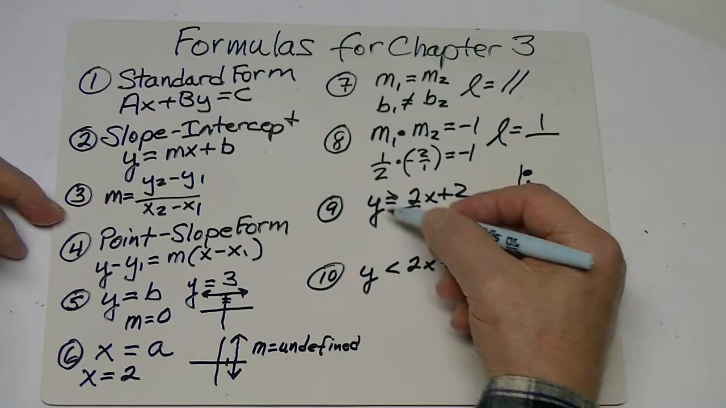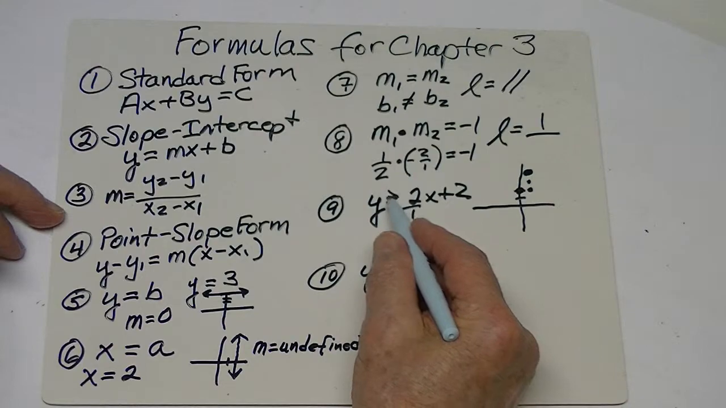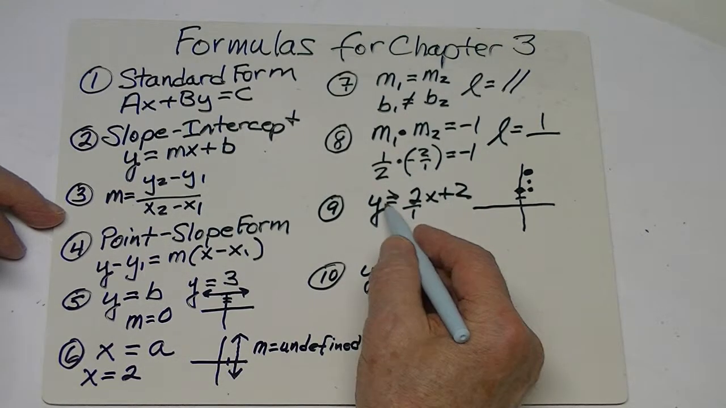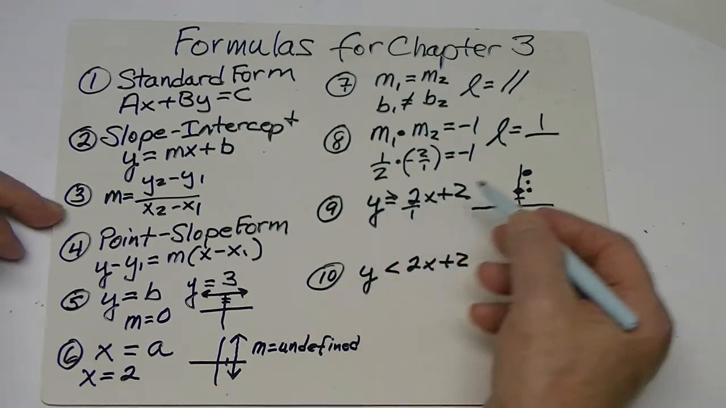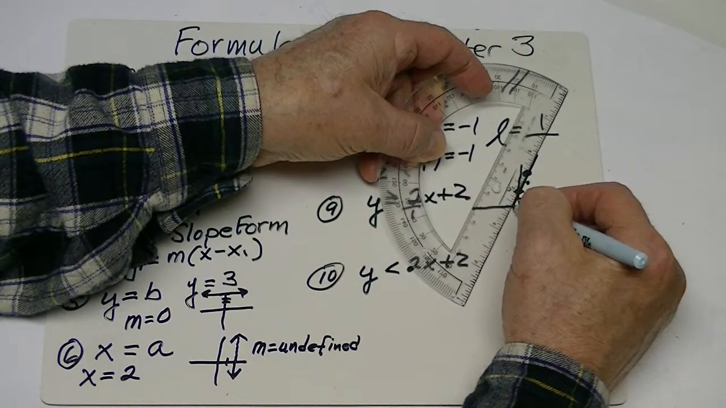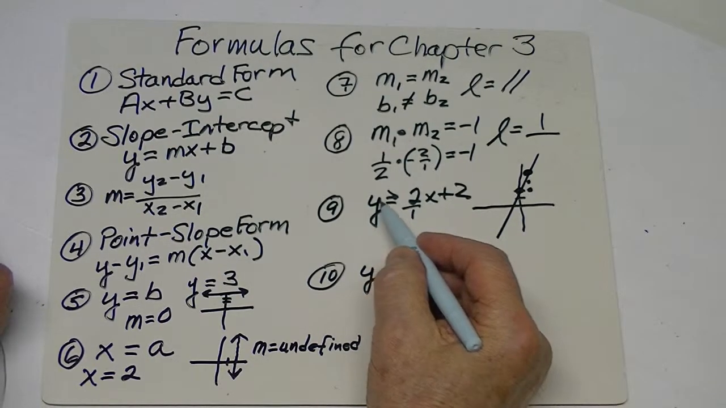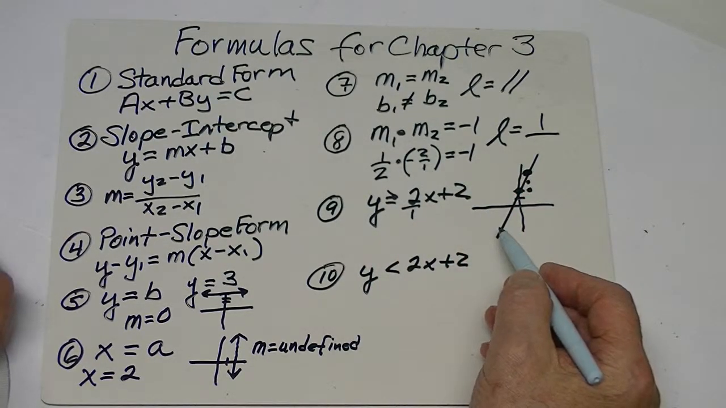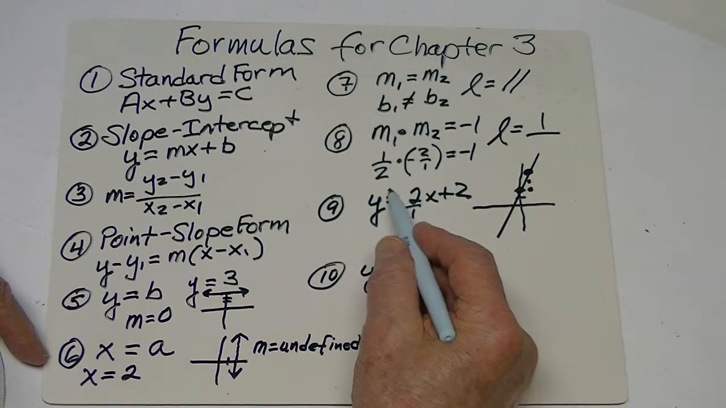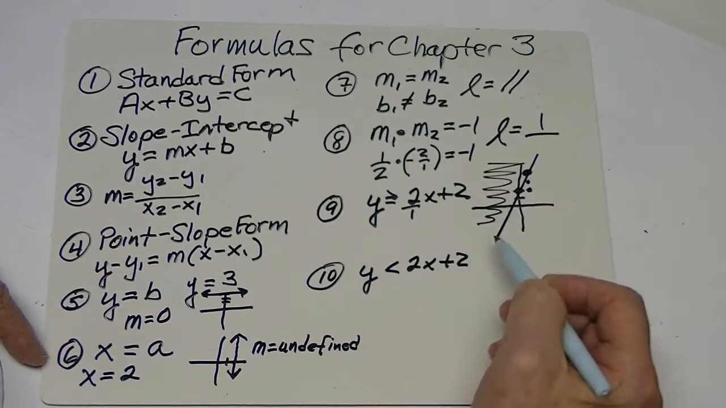And since this is an inequality, and there's also an equal sign as part of that inequality, what choice do we use? Well, we're going to use a solid line. And now we have to determine, where do we shade this line? Well, here we're giving you the hint that if a positive y is greater, we shade it above the line.